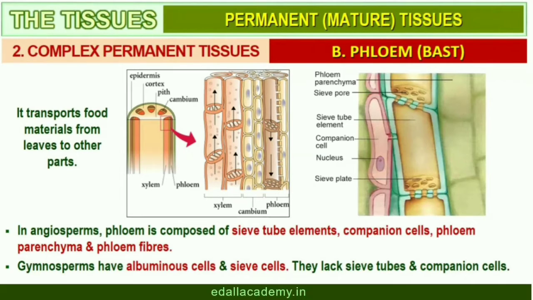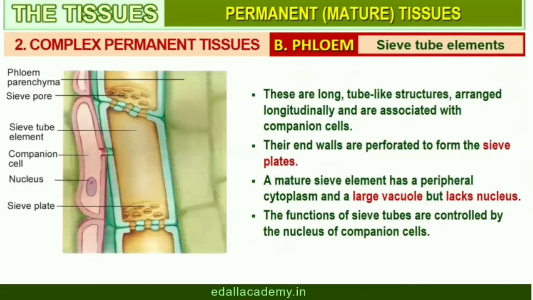Phloem in angiosperms is composed of sieve tube elements, companion cells, phloem parenchyma and phloem fibers. Gymnosperms have albuminous cells and sieve cells. They lack sieve tubes and companion cells. Sieve tube elements are also long, tube-like structures, arranged longitudinally and are associated with the companion cells. Their end walls are perforated in a sieve-like manner to form the sieve plates.